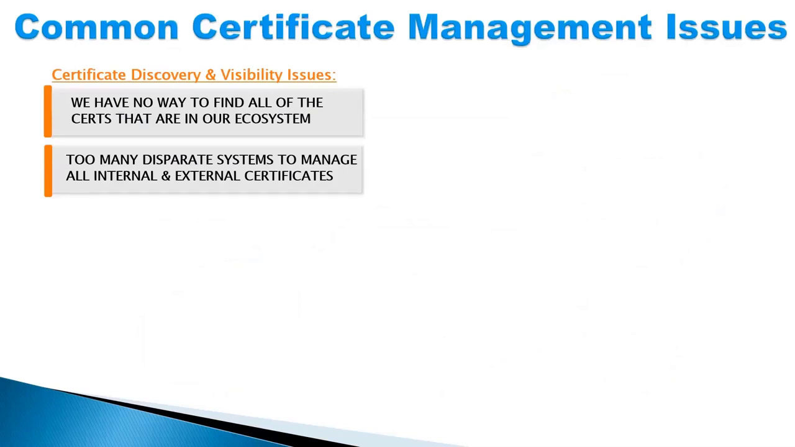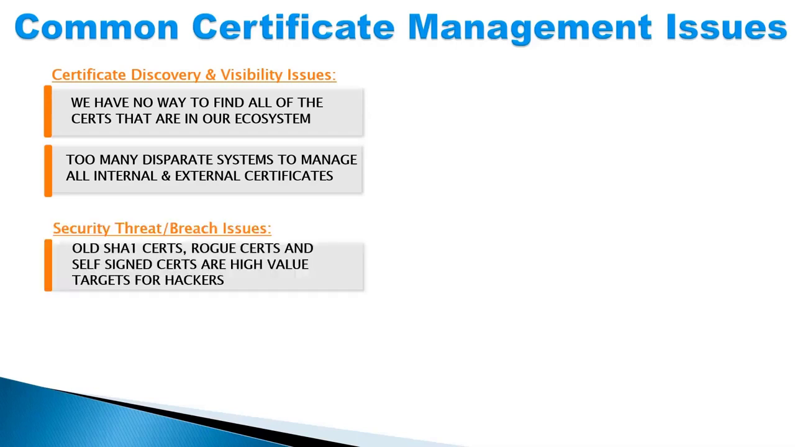When Josh and I talk to hospitals across the country, we find common certificate management issues. One of the biggest ones right off the bat is visibility. They have no way to easily discover all of the certificates in their ecosystem. There are too many disparate systems, and there are internal and external certificates, and it's very difficult to manage simply with spreadsheet tools. And if you have old certificates like SHA-1 certs or rogue certs, self-signed certs, these are great targets for hackers, and we certainly want to try and help in that area as well.